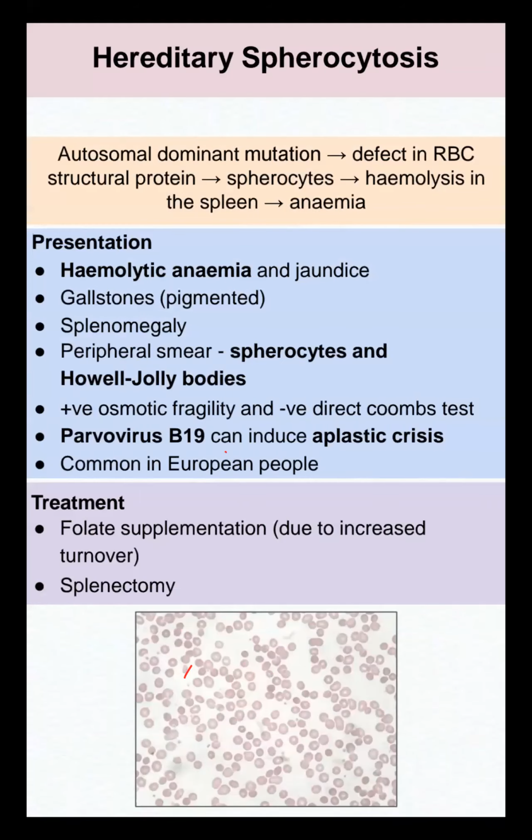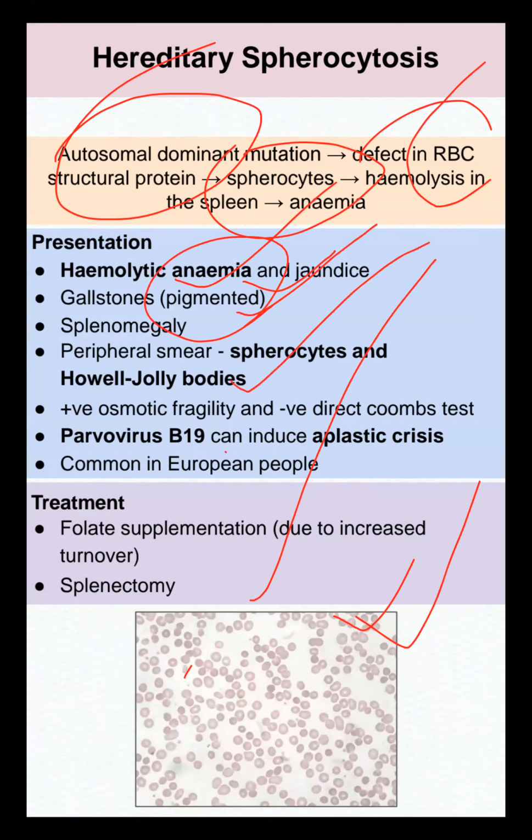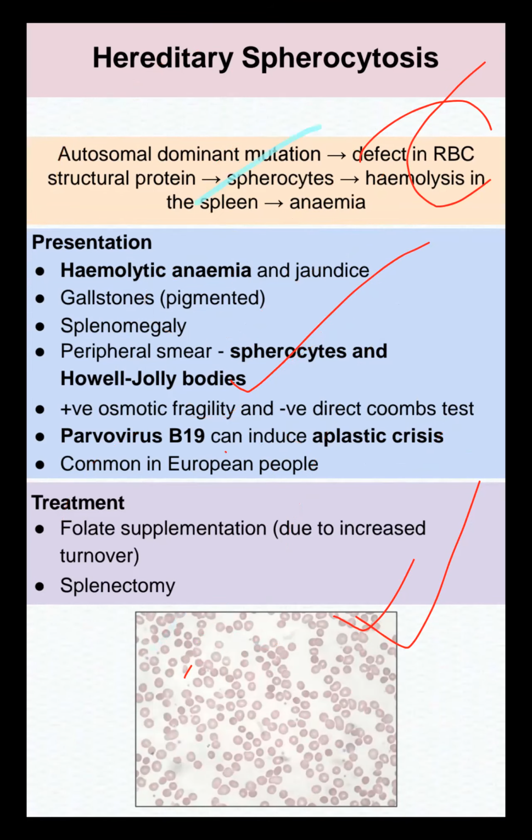Hereditary spherocytosis is very important for the exam. Just remember that they will give a blood film picture. There will be hemolytic anemia. It is autosomal dominant, with a defect in the RBC structure, and there is spherocytosis. The patient presents to your hospital with splenomegaly and pigmented gallstones, with a positive Coombs-negative picture and a positive osmotic fragility test. Parvovirus B19 can cause aplastic crisis. Management is folate supplementation, and definitive management is splenectomy. Hereditary spherocytosis is a very important exam scenario.